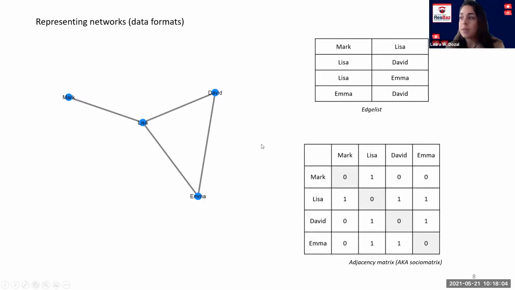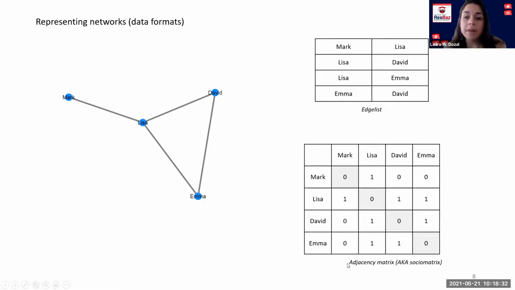Edge lists will list every tie in the network. Each row corresponds to a tie that goes from the node listed in the first column, so Mark, to the node listed in the second column. And these edge lists are usually more efficient for larger networks to process and analyze.